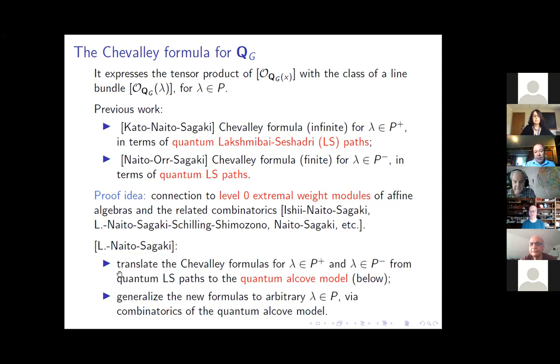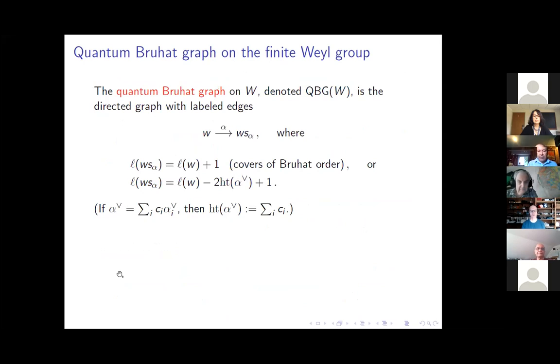So combining these formulas, we were able now to give a very general formula which works for arbitrary weight lambda. Again, using combinatorics of the quantum Alcove model. So first, I have to tell you what the model is, and then I'll explain the formula.